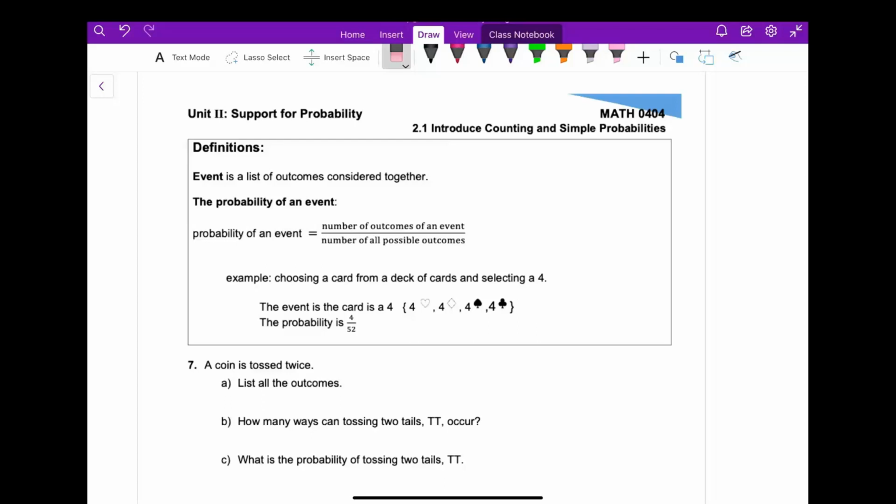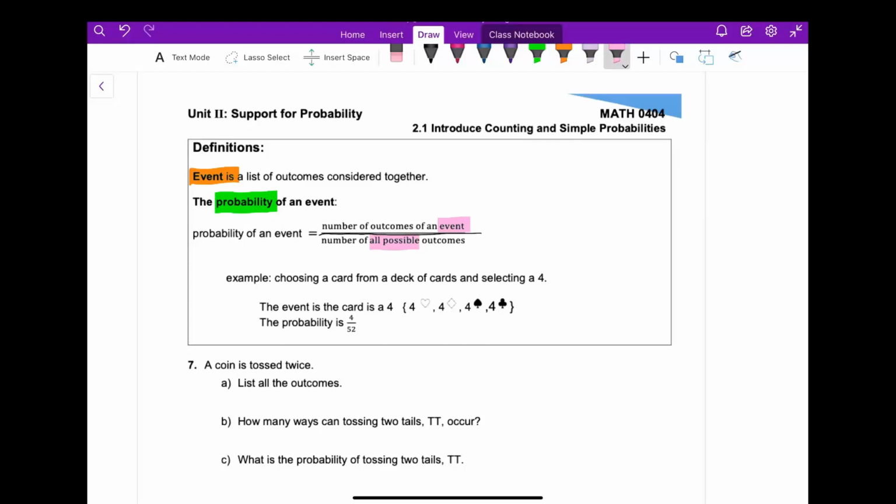Continuing with section 2.1, now that you're familiar with an experiment and you're familiar with outcomes and the most common things that we use, such as a deck of cards, dice, and spinners, let's go on to probability. So the first thing we need to learn is event. An event is a list of outcomes considered together. And the probability is where our math comes in. It says probability of an event, number of outcomes in the event, divided by, emphasize this, divided by all possible outcomes.